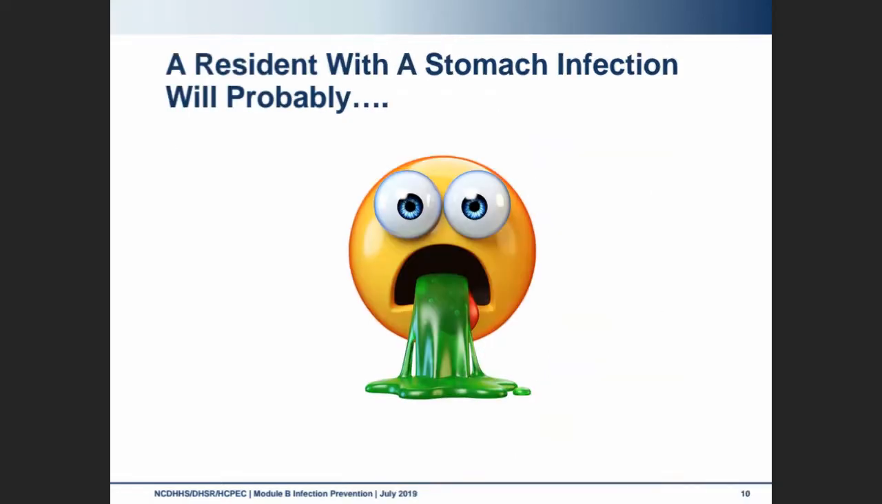So stomach infections. A lot of times when we have an infection going on in our stomach, we have pain, discomfort, cramping, nausea, and vomiting. And those are just some examples of when we have an infection in a particular body system.